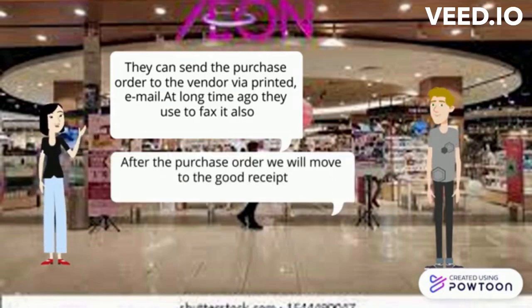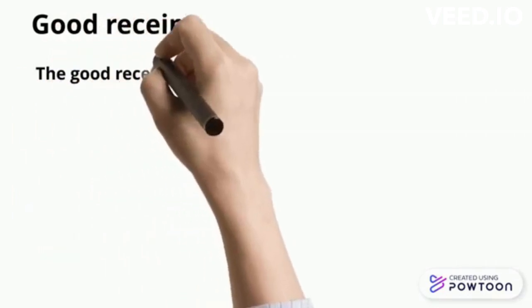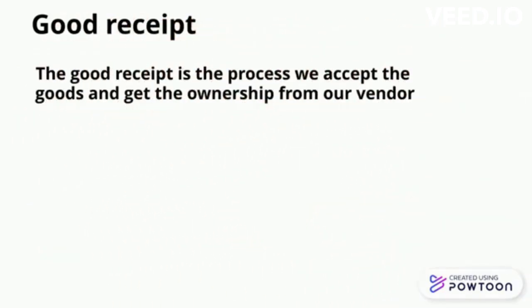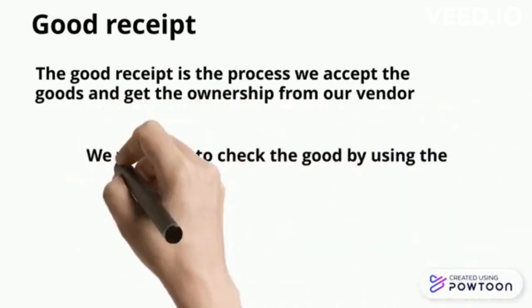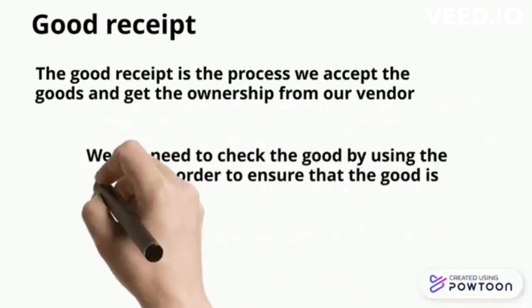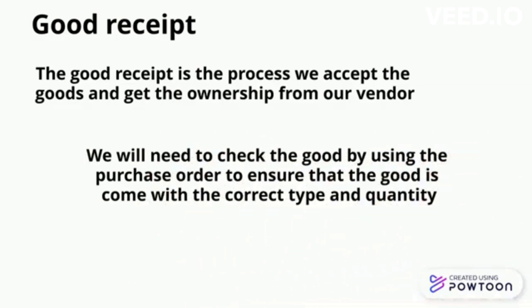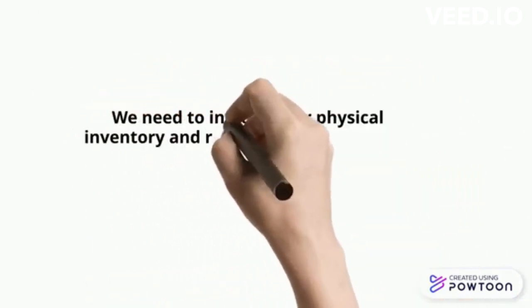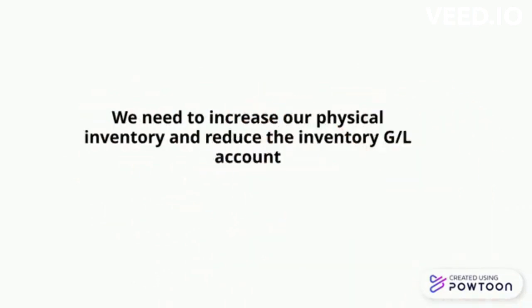After the purchase order, we will move to the goods receipt. The goods receipt is the process where we accept the goods and get the ownership from our vendor. We will need to check the goods using the purchase order to ensure that the goods come with the correct type and quantity. We need to increase our physical inventory and reduce the inventory GL account.